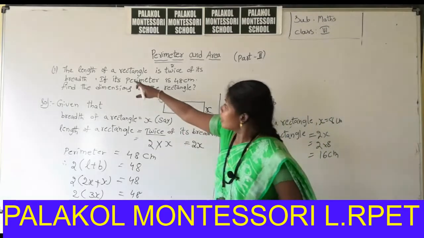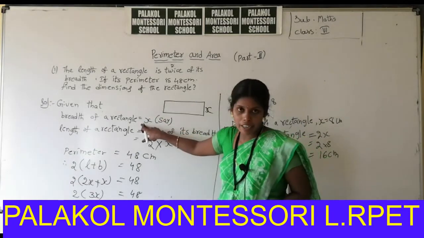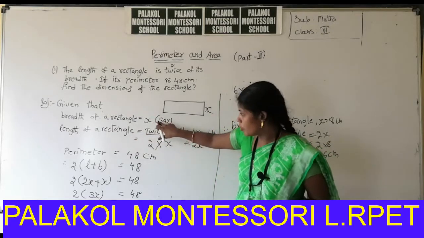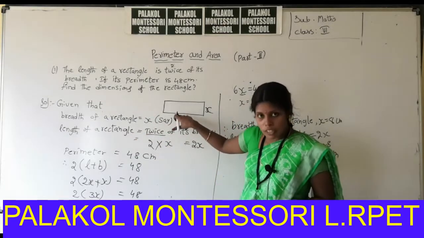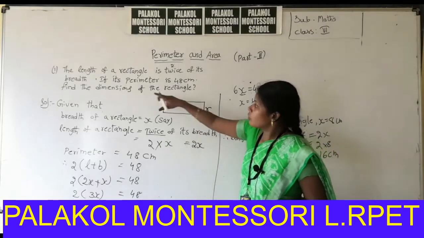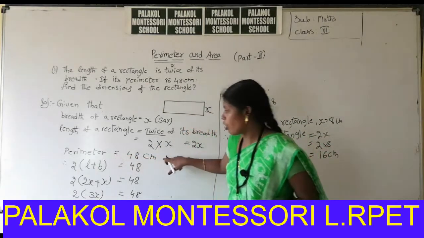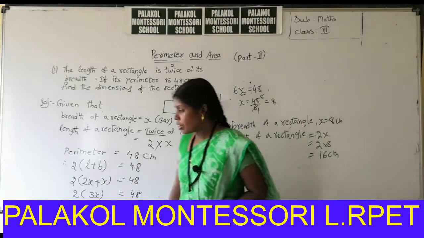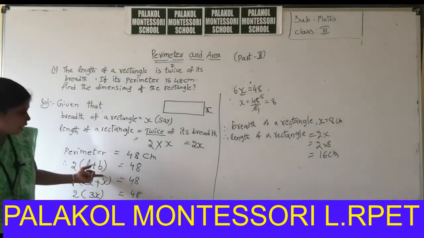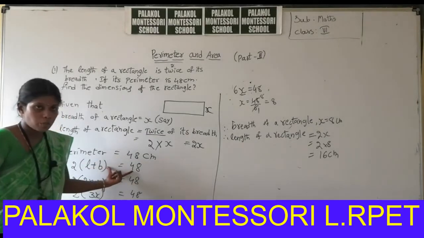Again I can explain: the length of the rectangle is twice its breadth. We don't know the breadth of the rectangle, so we can say x. The length of a rectangle is twice its breadth, that is nothing but 2 times its breadth, which is 2 into x, equal to 2x. So if its perimeter is 48 centimeters, we already know the perimeter of a rectangle formula, 2 into bracket of L plus B. This is also perimeter, so we can equate both perimeters.